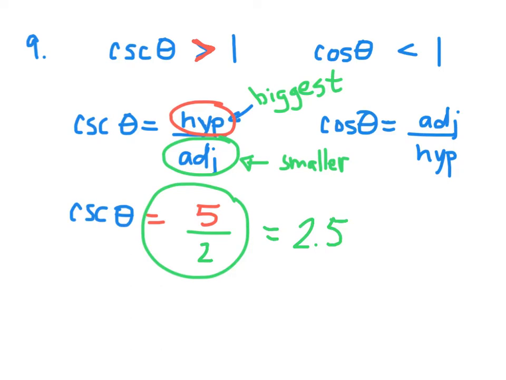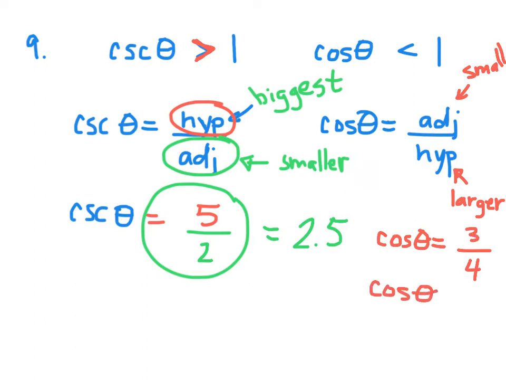Similarly, over here, we also know that the adjacent side for cos has to be smaller than the hypotenuse. This has to be larger. The hypotenuse has to be the biggest side. So it doesn't matter what the hypotenuse is. It could be 4, it could be 5, whatever you want. However, the adjacent has to be a smaller number, like 3. Notice that in this scenario, this would be just 0.75. So no matter what, this is always going to be smaller than 1.